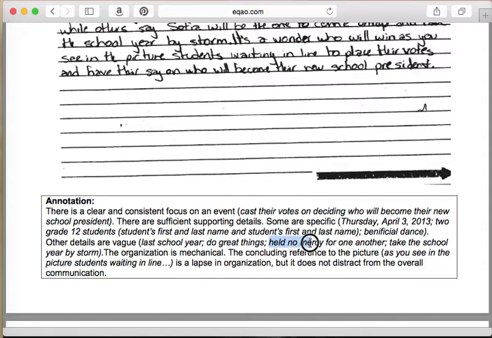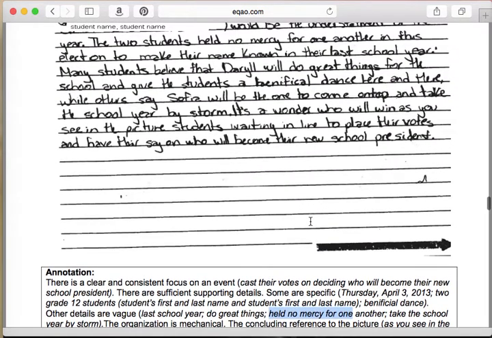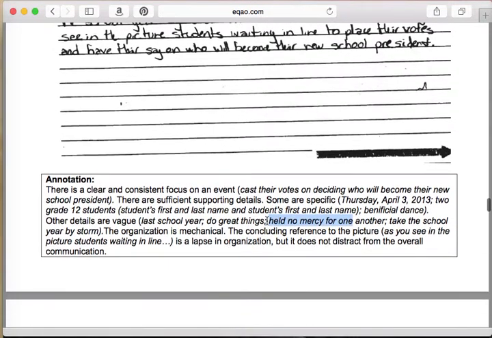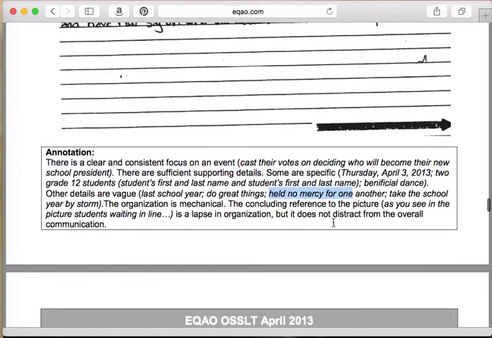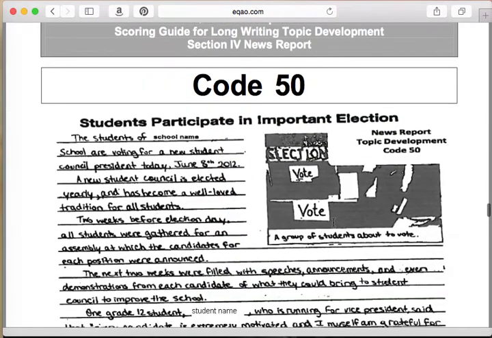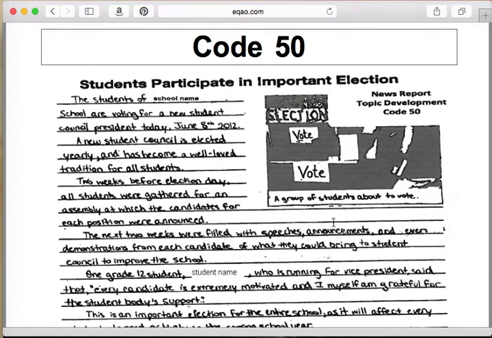This phrasing, do great things, again, that's a vague phrasing. And held no mercy. This student claimed that the two candidates, the two students, held no mercy for one another in this election. So again, that phrasing is a little bit idiomatic, a little bit informal for a news report. So moving up the ladder, we have a code 50 here.